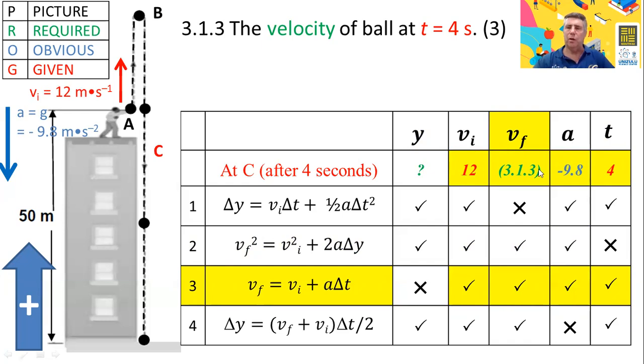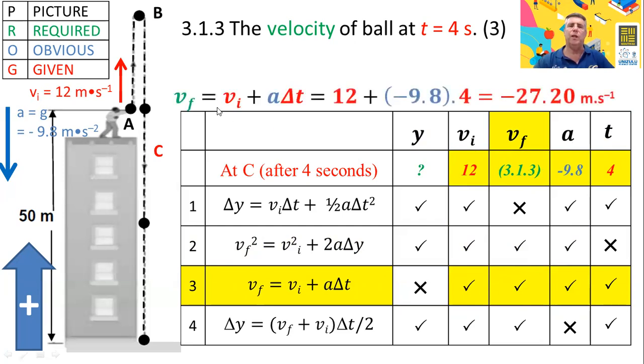Once again, because of those four variables that are shaded, we must choose equation 3, which relates those four variables together. So we choose equation 3, final velocity equals initial velocity plus a delta t. Fill in our given values and our obvious values, and we get a final velocity of minus 27.20 meters per second. That confirms the fact that the ball is already on its way down at point C.